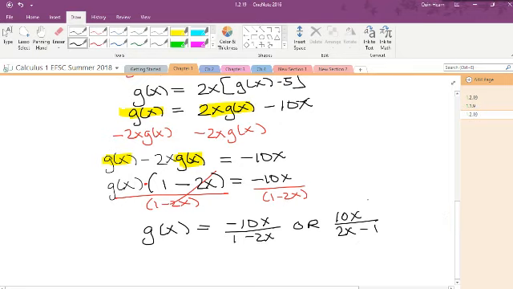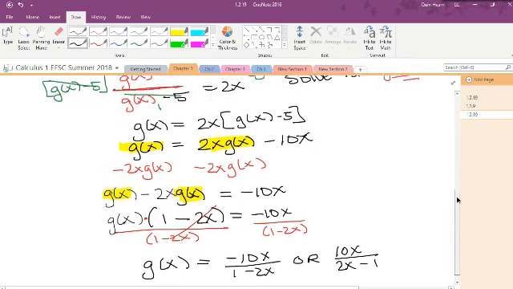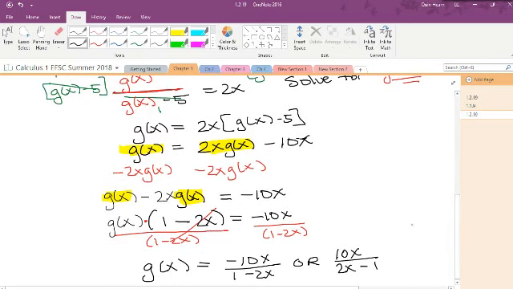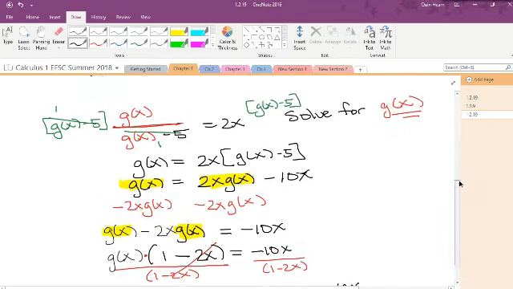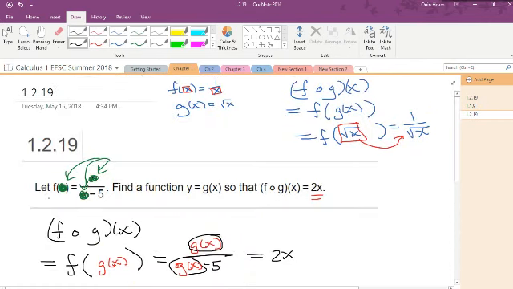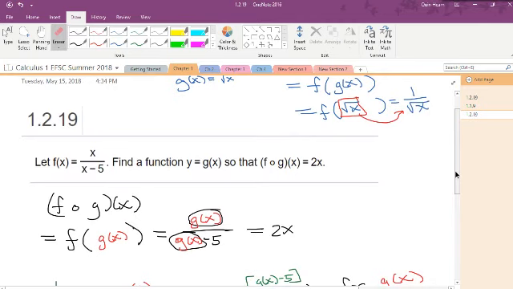Now let's say that you're not sure about your algebra or something like that. How could you check your answer? Can you tell me in the live chat how you could check this answer? Remember, what we were looking for was a function. We were given the function f, and we were looking for a function g, so that the composition f composed with g of x would turn out to be 2x, right? So yes, that's right. If we wanted to, we could just plug g into f and see if we can simplify that down to be 2x.